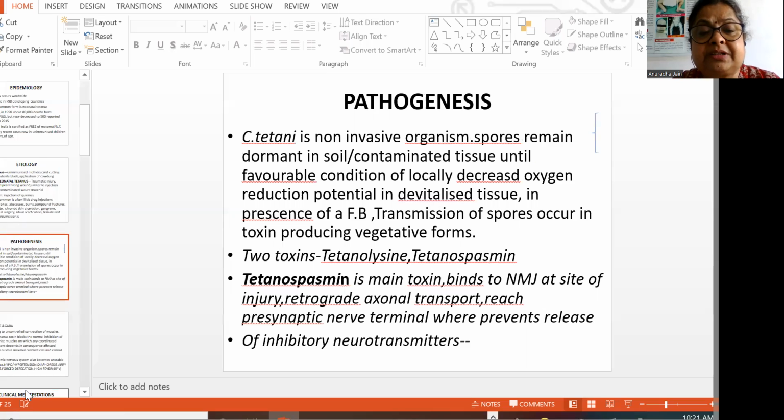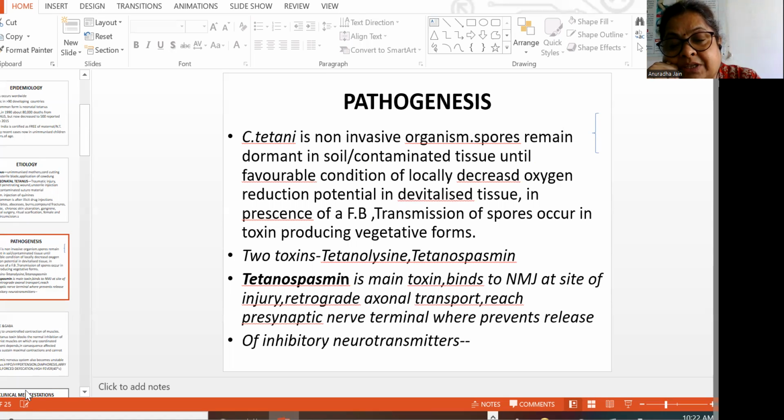How does it present? What is the pathogenesis? Clostridium tetani is a non-invasive organism, and the spore remains dormant in soil or contaminated tissue until a favorable condition of locally decreased oxygen reduction potential in devitalized tissue in the presence of a foreign body. This creates an anaerobic atmosphere, and these are anaerobes. So whenever there is a reduced oxygen reduction potential, they outgrow in number from the spores and convert into vegetative forms. So transmission of spores occurs into toxin-producing vegetative forms.